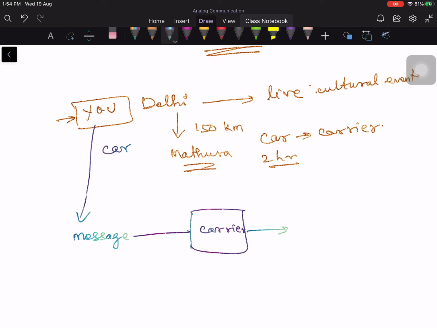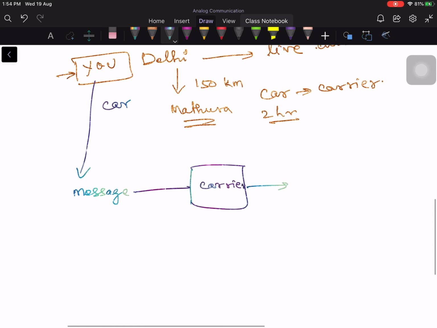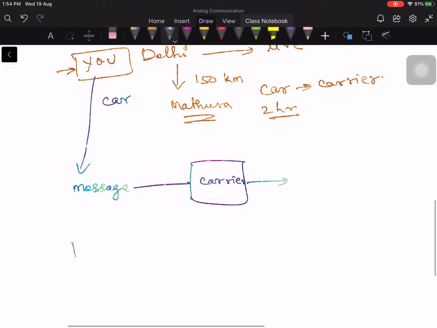So this is a basic reason why we need to do modulation, so that the message can sit on the carrier and reach the receiver. Otherwise, it cannot reach. So this is an informal way of understanding the need for modulation. Now let us talk about the formal way. Why do we need the modulation? So in a more formal way, the need for modulation can be explained as follows.